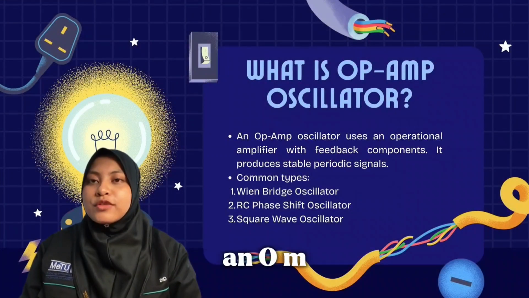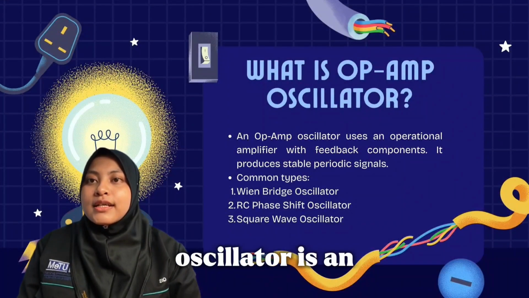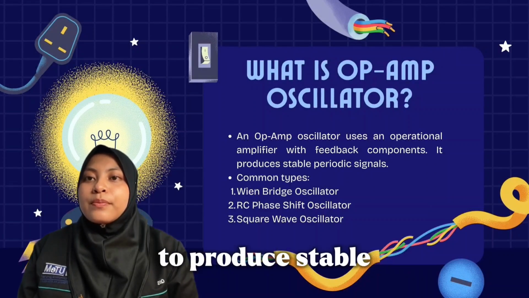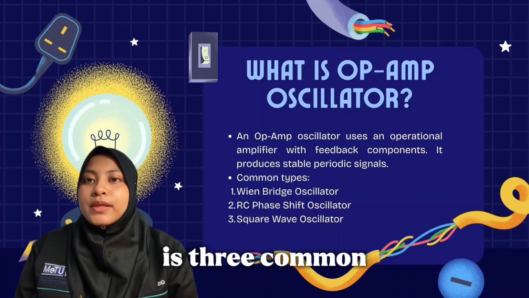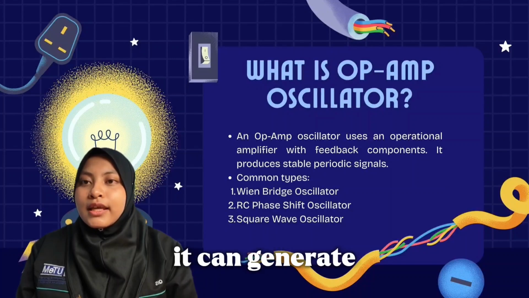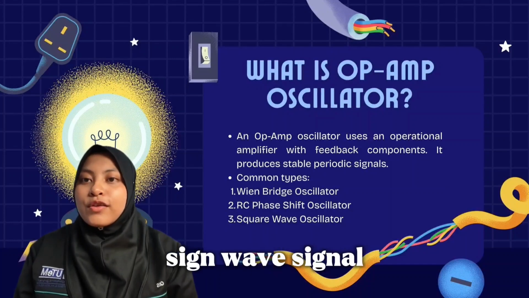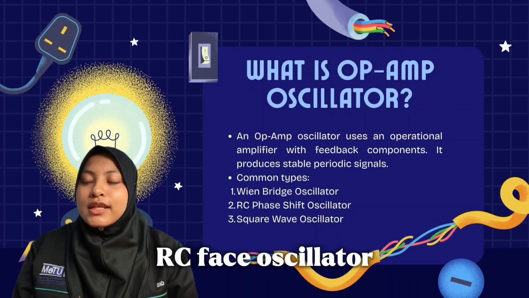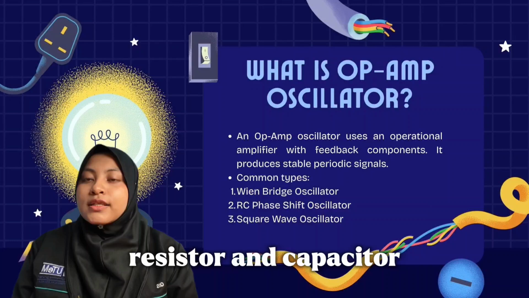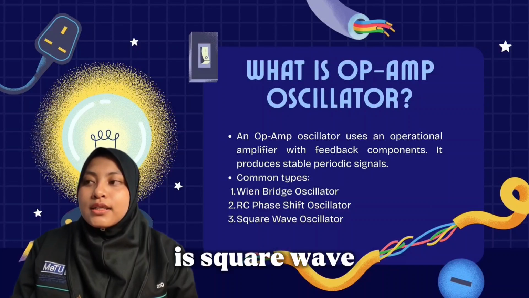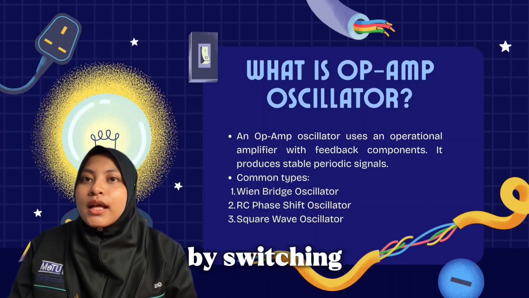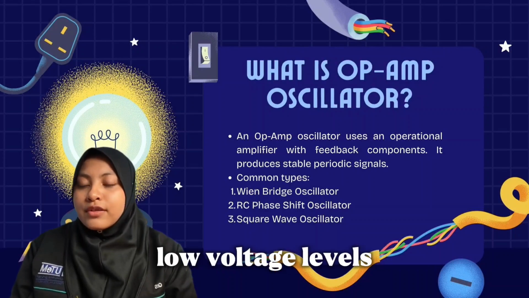Now, what is an op-amp oscillator? An op-amp oscillator is an electronic circuit that uses operational amplifier and feedback to produce stable periodic signal. There are three common types of op-amp oscillator. The first one is Wien bridge oscillator. It can generate sine wave signal. RC phase oscillator also can generate sine wave signal, but it uses resistor and capacitor. The last one is square wave oscillator. It can generate square shape signal by switching between high and low voltage levels.